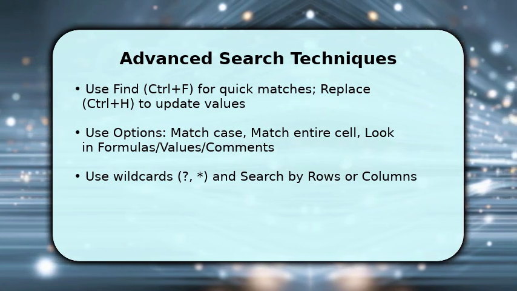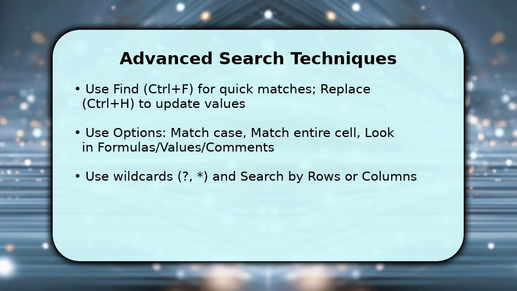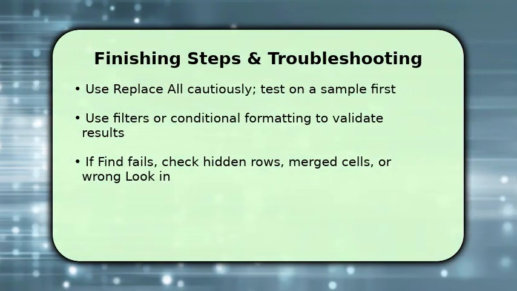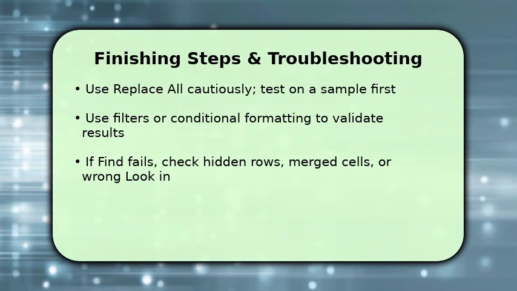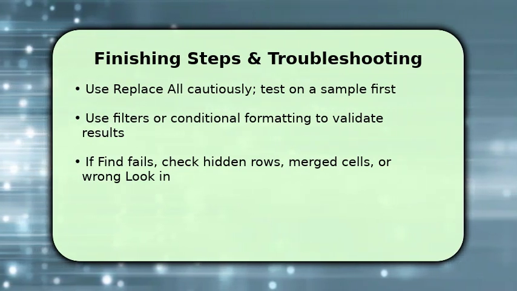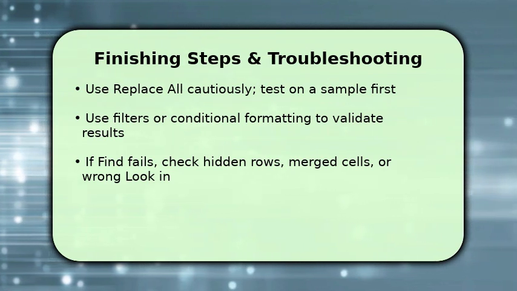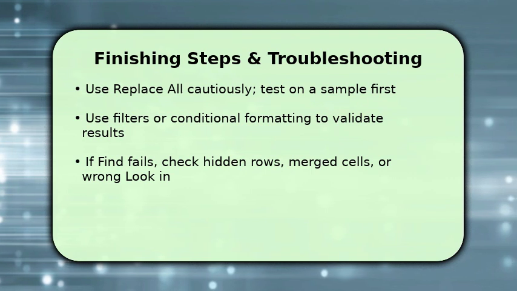Once you understand the list, you can replace selectively or use Go to Special to target constants, finish by validating changes. After a replace or mass operation, use filters or conditional formatting to flag modified rows so you can scan for errors. If you need to search across multiple sheets, use Find All and then select within Results.